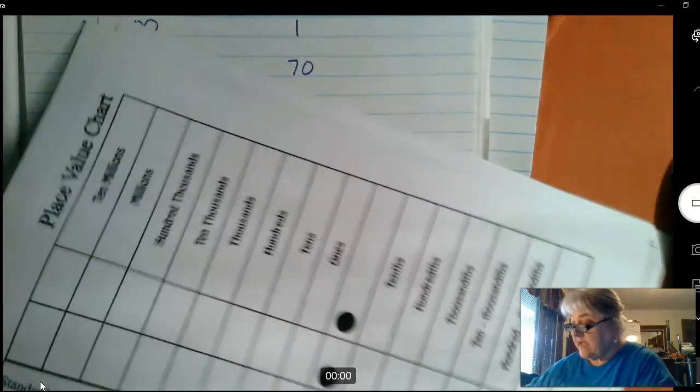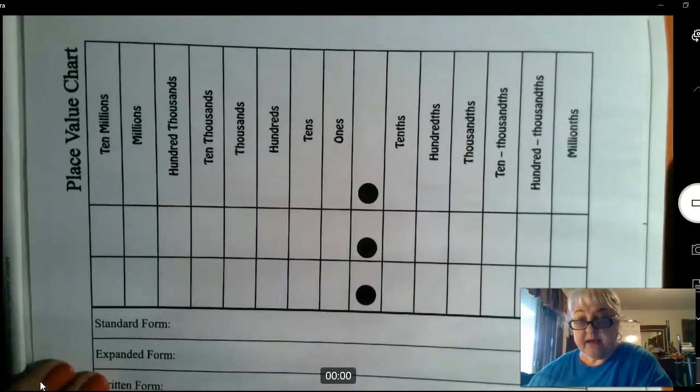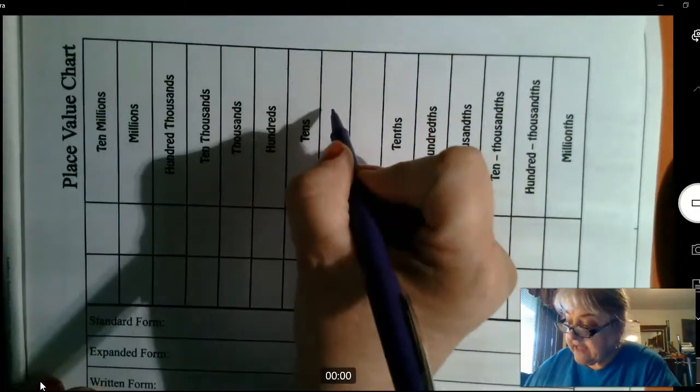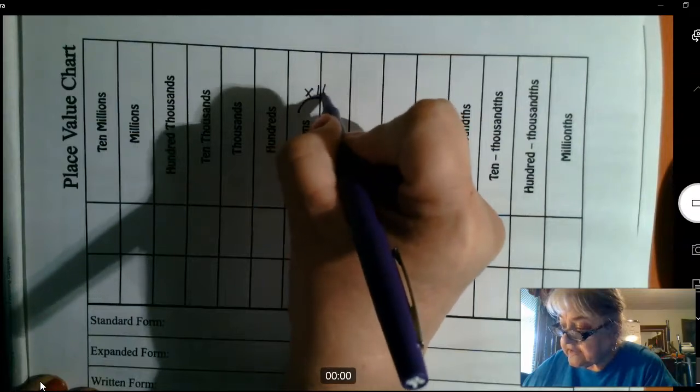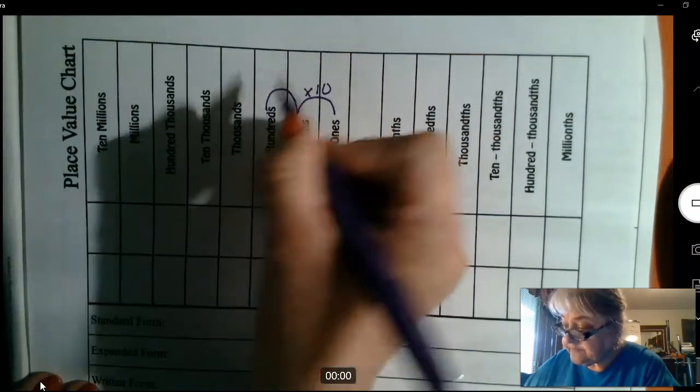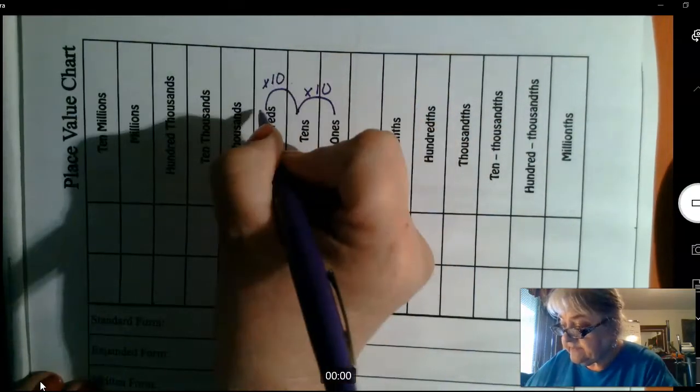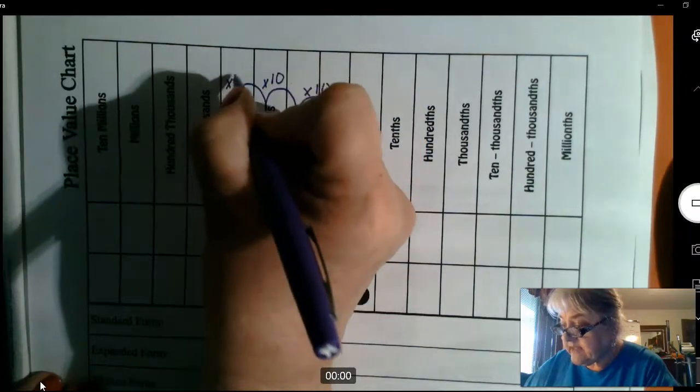And once again, I'm going to summarize with a place value chart. Every time you're moving in this direction, you get bigger, times 10. Times 10, times 10.